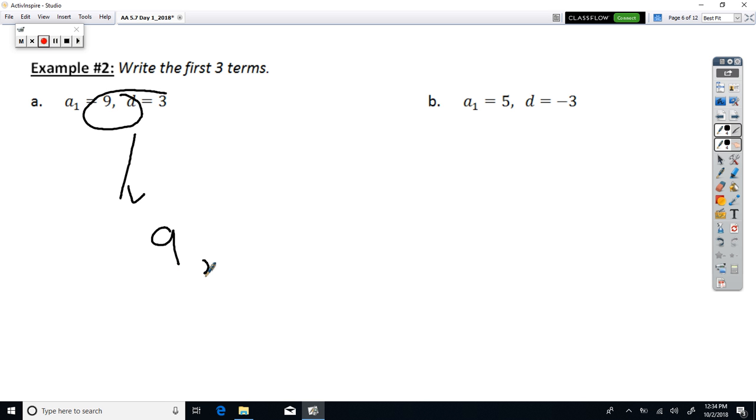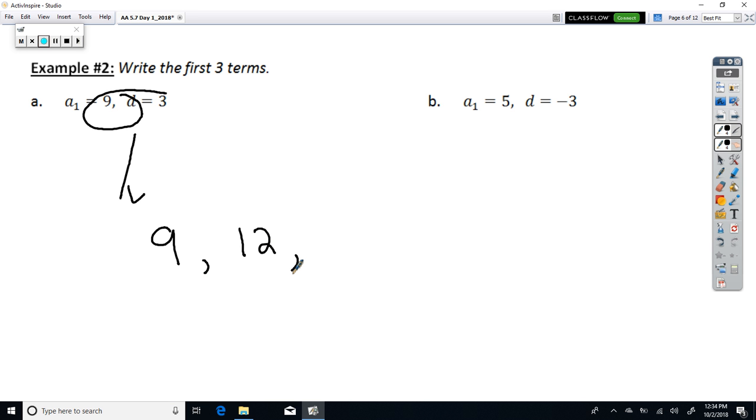The first term is 9. The common difference is 3. So what would our next term be? The distance from this term to the next term is 3. 12.